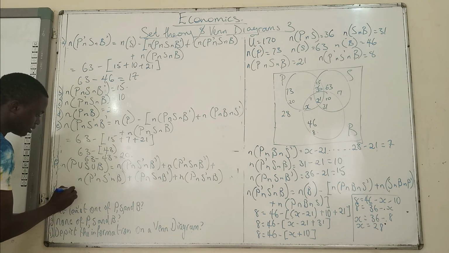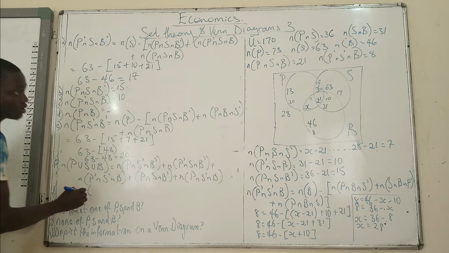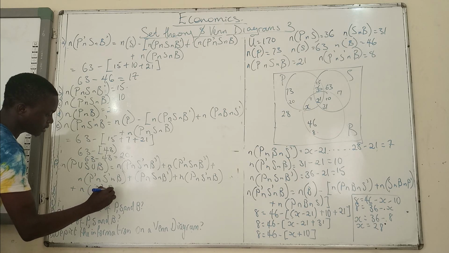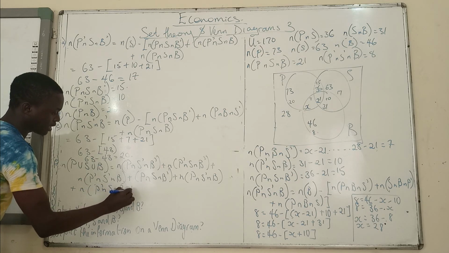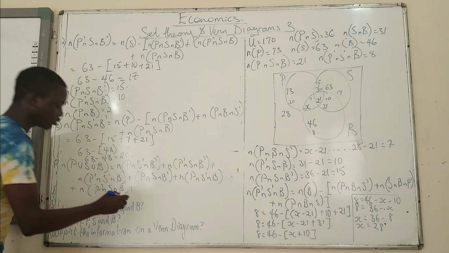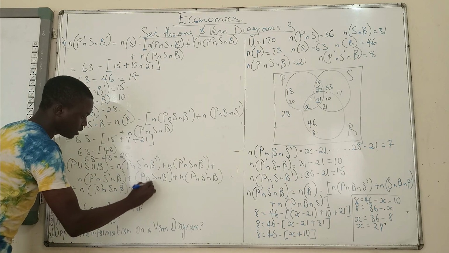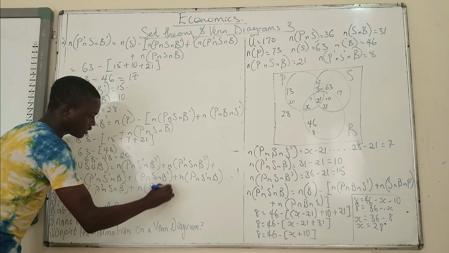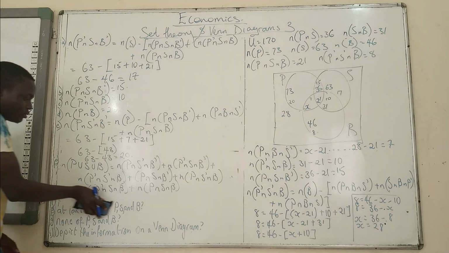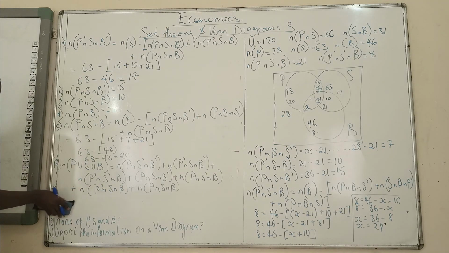Then plus the cardinality of P prime intersection S intersection B. So we are done with students that went to two of the schools. Then plus students that went to all of the schools: the cardinality of P intersection S intersection B. Alright, so that's how it goes. So what do we do now?